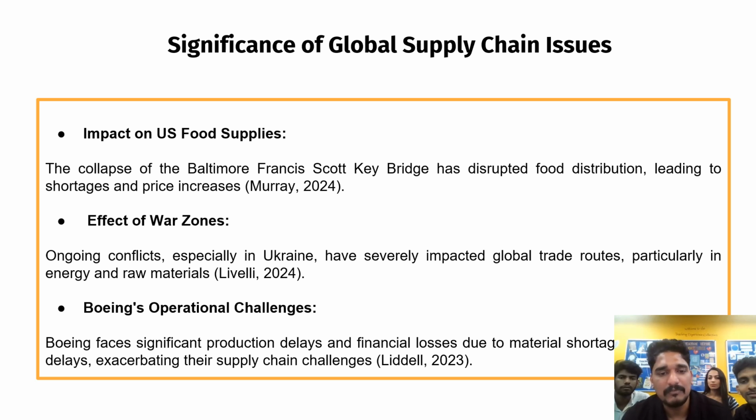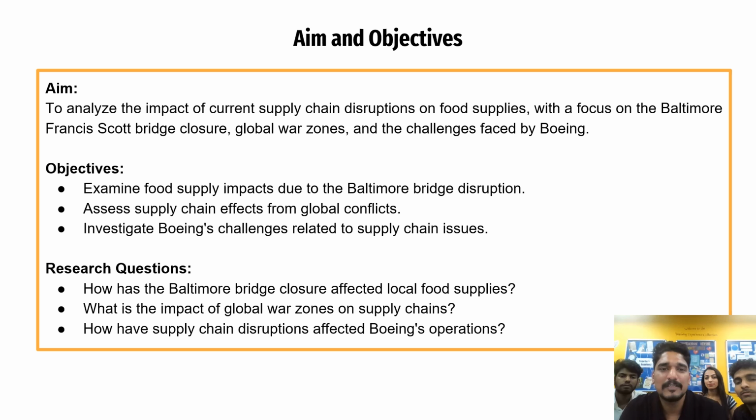Boeing is another example of a company facing severe operational challenges due to supply chain disruptions. Material shortages and logistics delays have resulted in significant production delays and financial losses. These issues are exacerbating Boeing's existing supply chain difficulties, making it harder for the company to meet its production targets and maintain profitability. The next slide is aim and objectives.